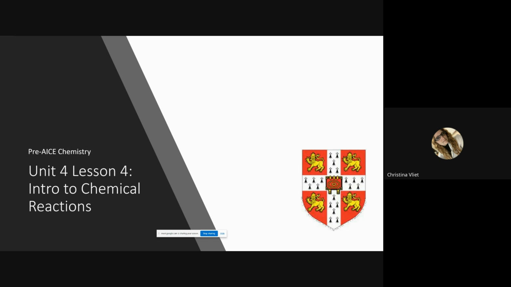So today we're doing Unit 4, Lesson 4. We're going to be covering an introduction to chemical reactions. Unit 5 is actually going to be all about chemical reactions. You're going to learn how to predict the products for many different types of chemical reactions. You'll learn about specific types of chemical reactions.